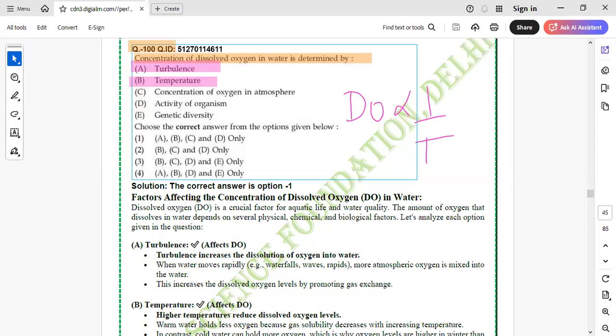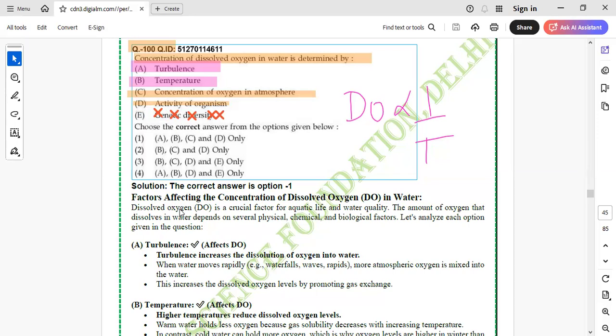Then the concentration of oxygen in the atmosphere will also matter. Activity of organisms will also matter, right? But genetic diversity is one factor which I don't think is going to contribute to the concentration of dissolved oxygen. Right. The more the activity of organisms, the more is the solubility, because there will be more bubbling and more surface area involved. So except this genetic diversity, all other factors are important when you have to see the concentration of dissolved oxygen.